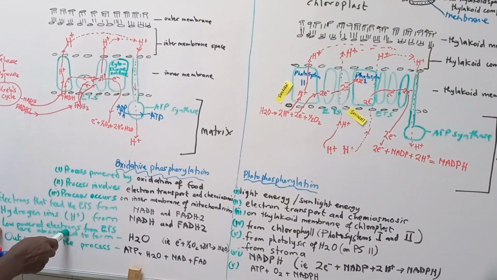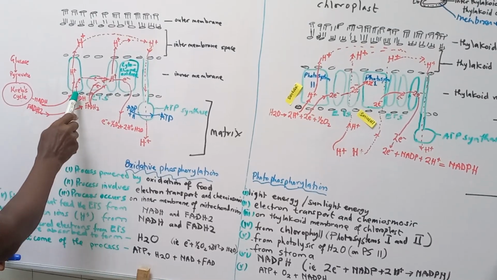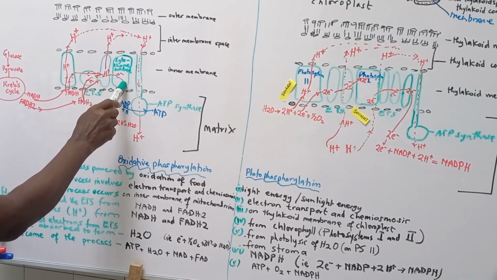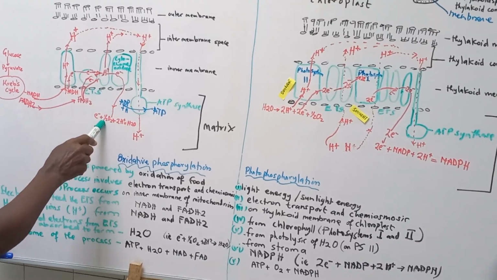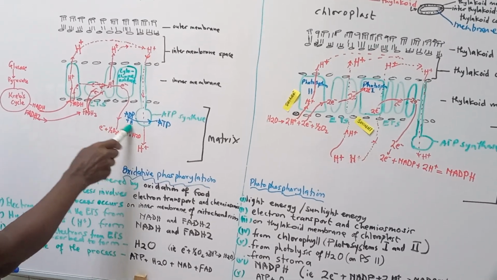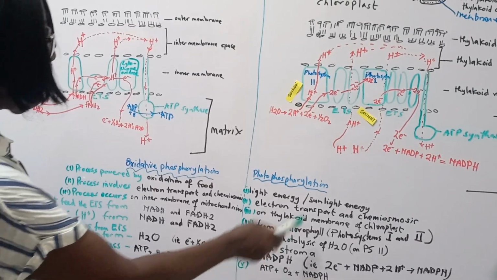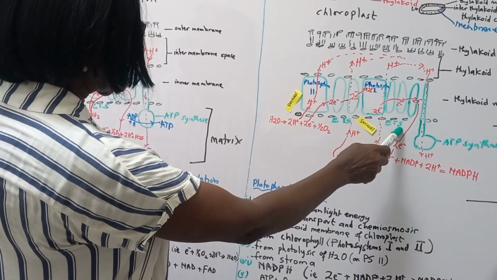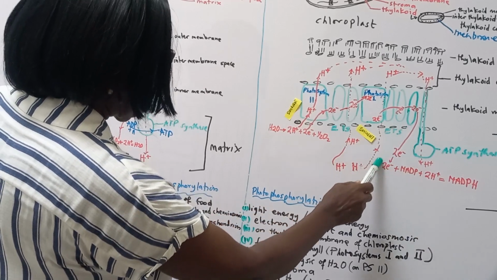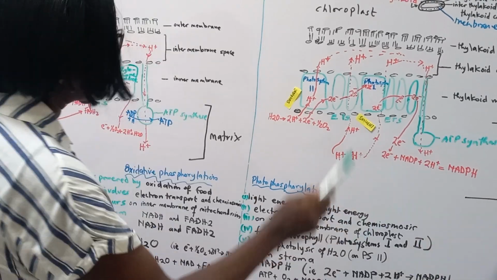Then, low-powered electrons from the electron transport system: after electrons have gone through the electron carrier system, with ATPs forming along the line, the electrons become low-powered. And in oxidative phosphorylation, the low-powered electrons combine with oxygen and hydrogen ions to form water. That's it here. In photophosphorylation, the low-powered electrons, after they've gone through the electron carrier system, lose energy. That is non-cyclic phosphorylation. The electrons combine with NADP and hydrogen ions to form reduced NADP.